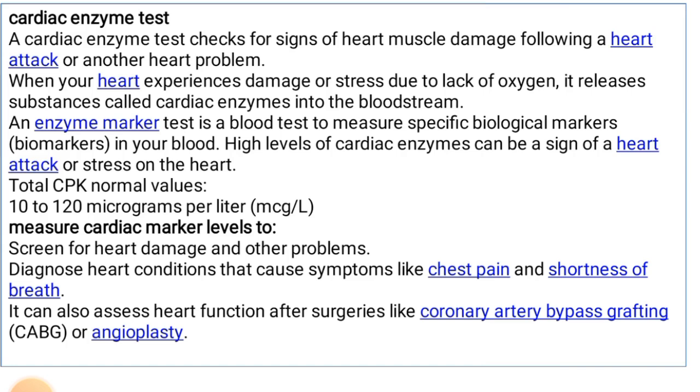So which are those enzymes? That's the same. An enzyme marker test is a blood test to measure specific biomarkers in your body. So a high level of cardiac enzymes can be a sign of a heart attack or stress on the heart.